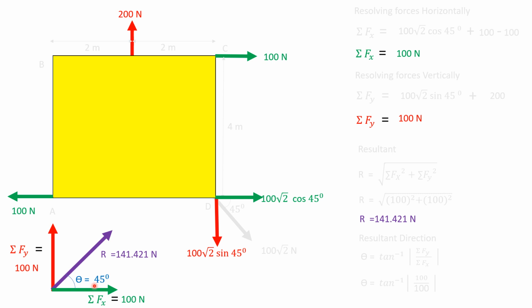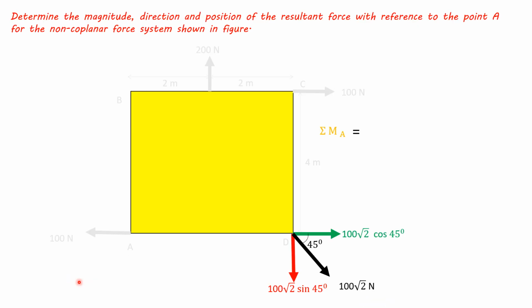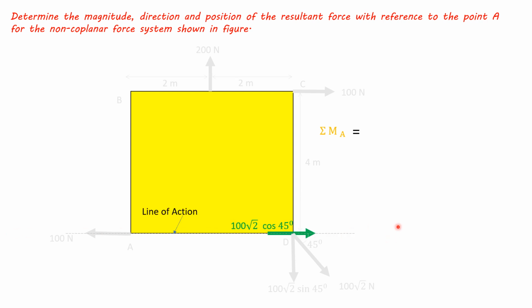We know resultant is in first quadrant, but to locate its exact location we have to take moment about point A. So now taking moment of forces about point A, first consider these two components. Now first this component, it will have line of action like this, and it is passing through point A. So its perpendicular distance about point A is 0. So moment of this component is 0 about point A.